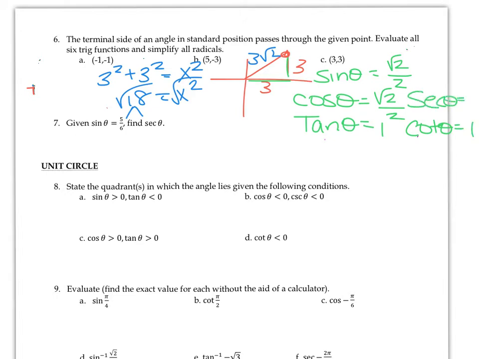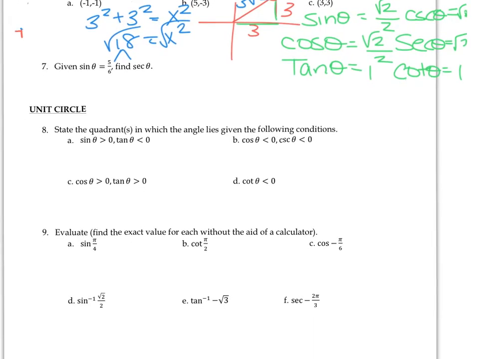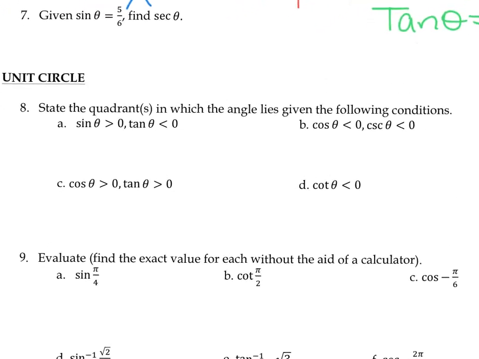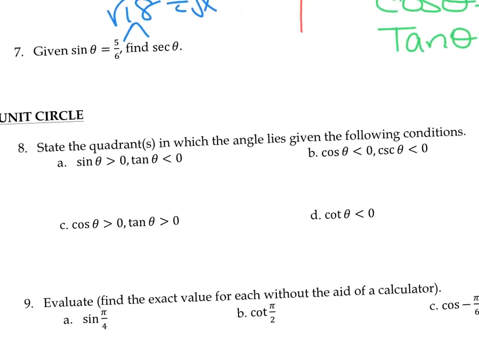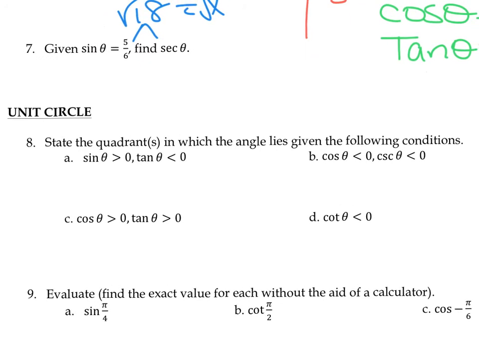Secant of theta is hypotenuse over adjacent, so 3 square root of 2 over 3, which is just square root of 2. And so cosecant is the same. Since sine and cosine are the same, secant and cosecant are the same. Awesome. Let's go ahead and look at number 7. Number 7 says, given sine of theta is 5 over 6, find secant of theta.